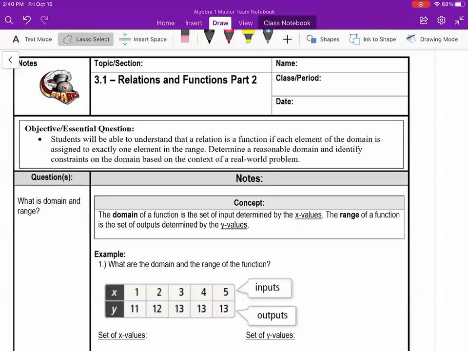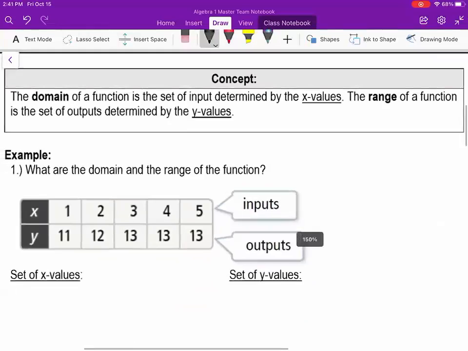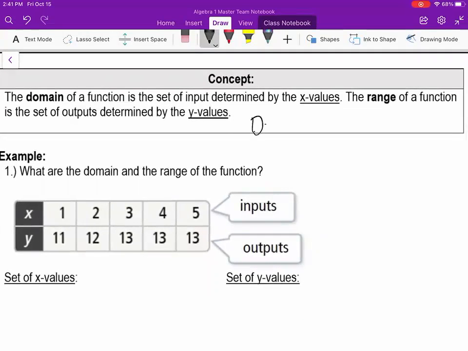All right, we're gonna get started with relations and functions, part two. Today we're gonna talk about what is domain and what is range. So we're gonna try to simplify this as much as we can, but basically the domain of a function is the set of inputs determined by the x values. So basically, domain is the same as x, which is the same as your input values.